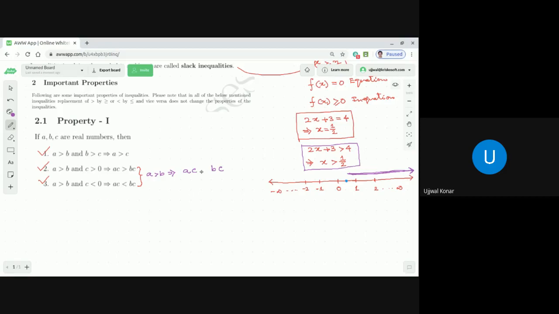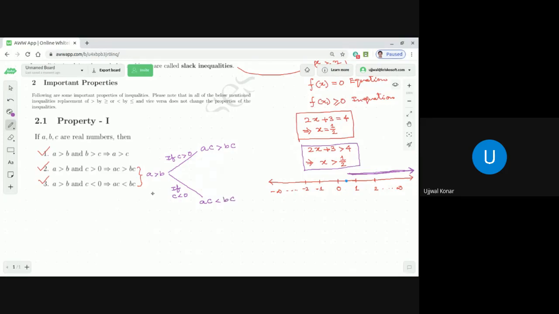A into C and B into C: A into C should be greater than B into C if C is greater than 0. But if C is less than 0, you know what will happen, dear students? A into C will be less than B into C.